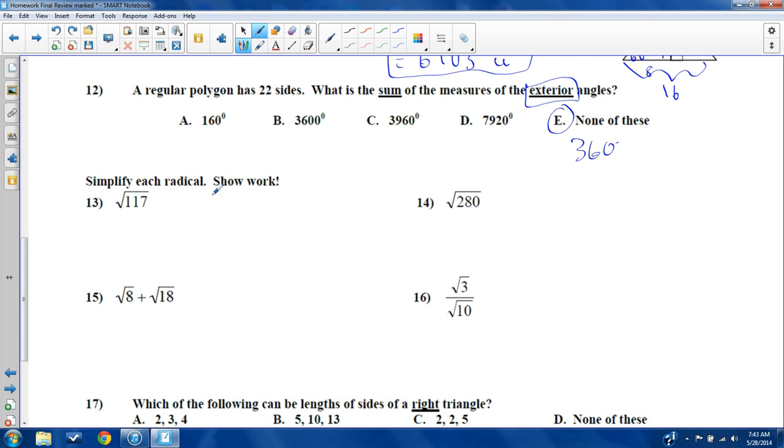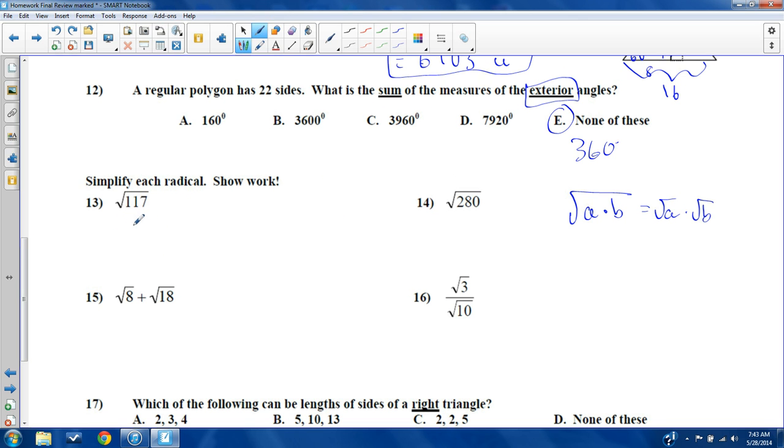Okay, simplify each radical, show all work. What I want you to make sure that you know are two properties right here. Square root of a times b equals the square root of a times the square root of b. In other words, if you can find a factor of your values and get perfect squares out of it, you can simplify this and have some things that are not in square roots.